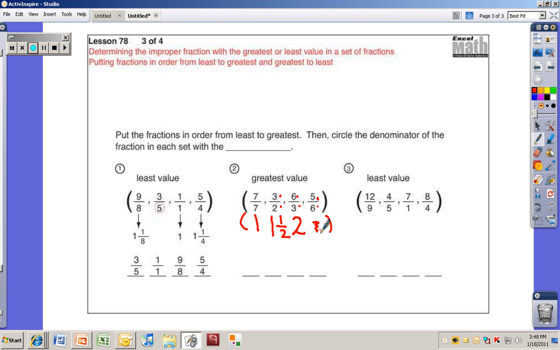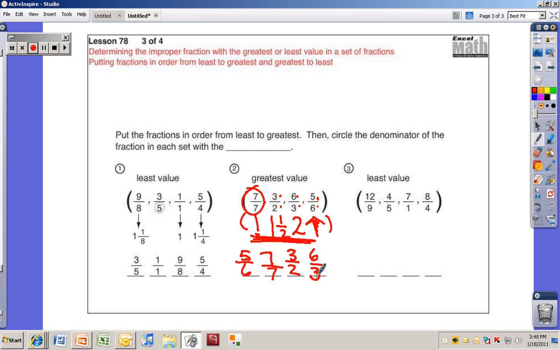Now we want to go least to greatest. Well, all 3 of these are equal to a number that's 1 or greater. This is the only one right here that's less than 1. So 5/6 is the smallest fraction. Now between these 3, the number 1 is the smallest. And so what we're going to do is not write 1, but write 7/7, what the actual fraction is. Now between 1 1/2 and 2, the smaller fraction is 1 1/2. So we're going to write 3/2. And then 6/3 goes here as the largest because that's equal to 2.